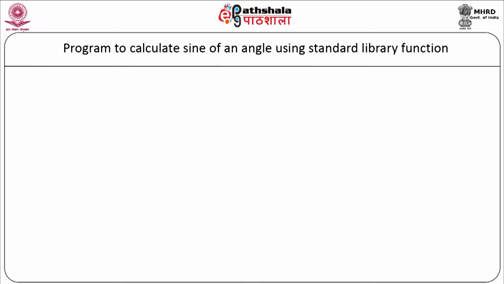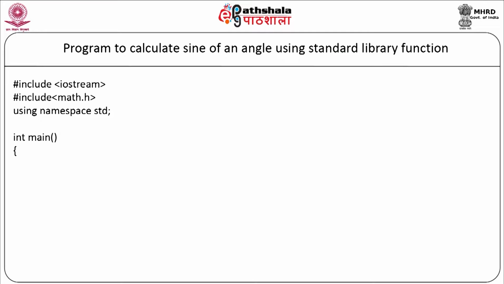Now let us see one more program to calculate the sine of an angle using the standard library function. Let us start with the program: hash include iostream. Here again we have to include the file math.h because the sine function is defined under the header file math.h. We will include the file as hash include math.h, using namespace std. Let us start with our program now.